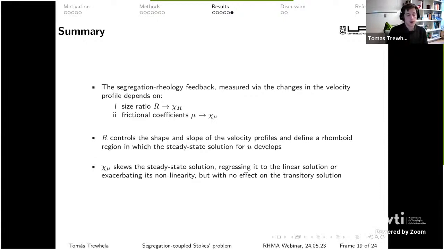And chi-mu will skew the steady state solution within this rhomboid region. So it will regress back to the linear solution, or will exacerbate the non-linearity that this solution shows. But it still has no effect on the transitory solution. The only effect is on the shape of the solution, but it will not affect this linear or rhomboid solution.